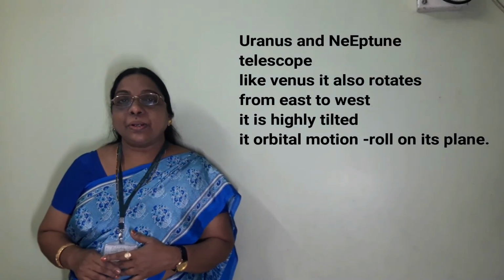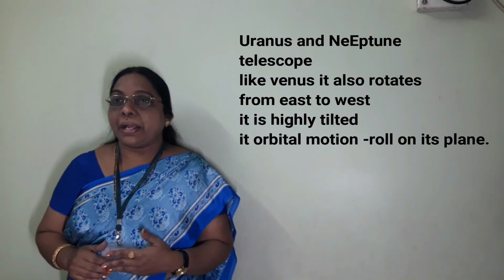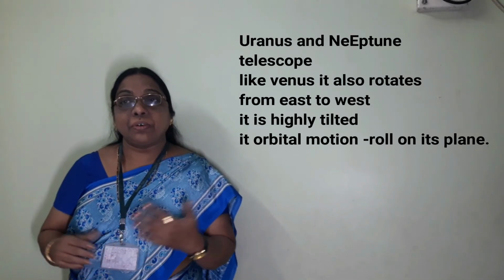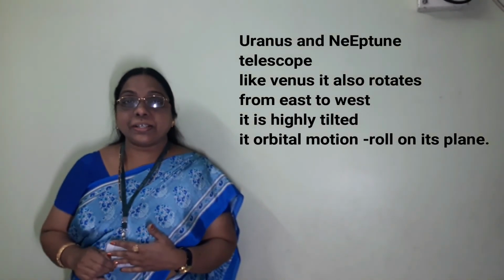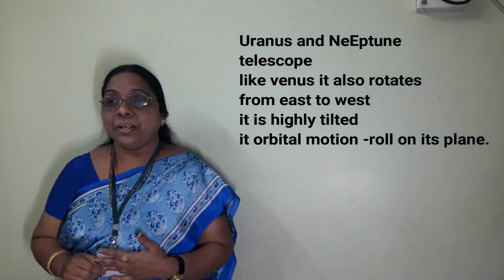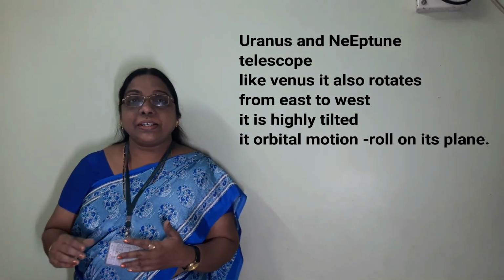Okay, children, that's all about these eight planets. Along with these planets, there are some more objects in the solar system, asteroids. In the next class, we are going to study the asteroids. That's all for today. Stay safe at home.